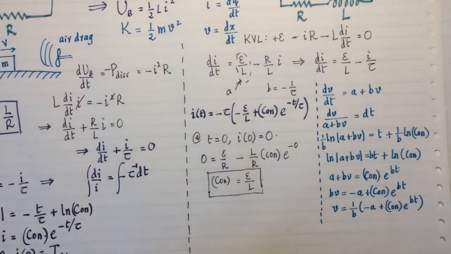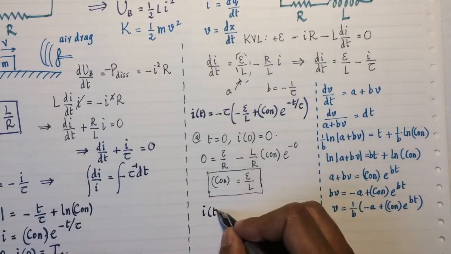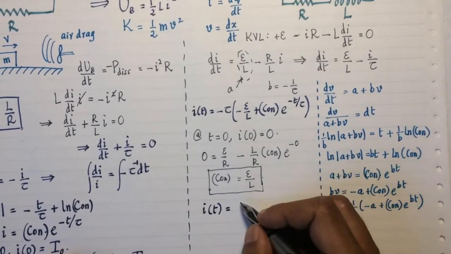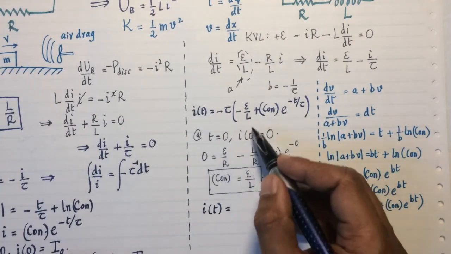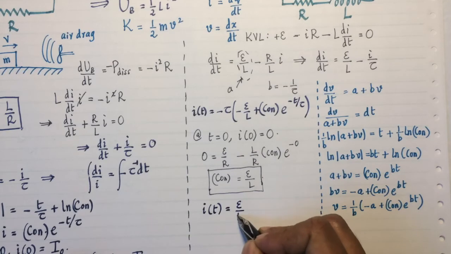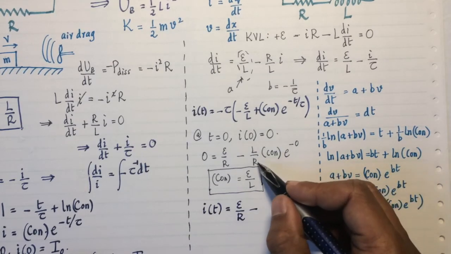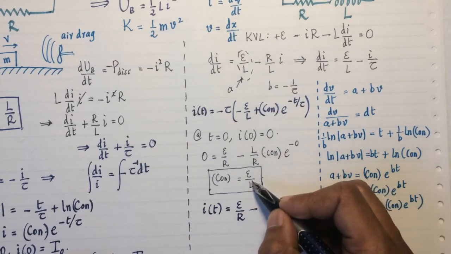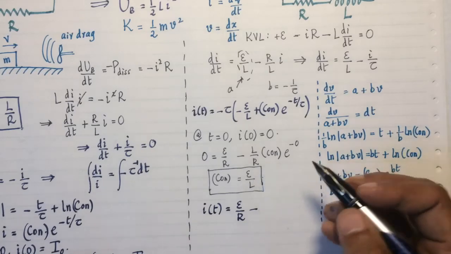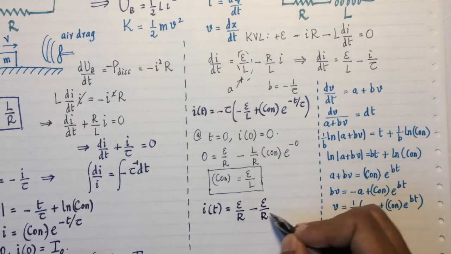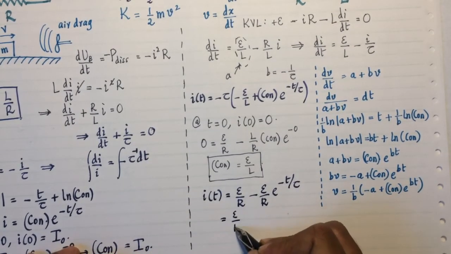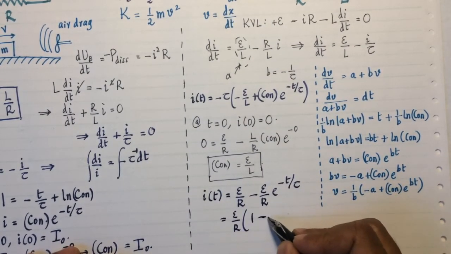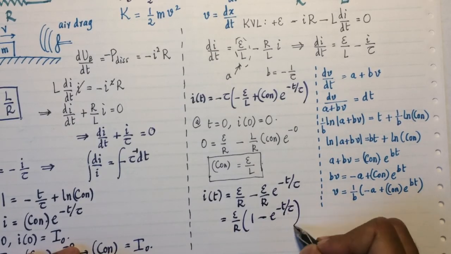Whoa, excuse me, had some mishap over there. So I'll get I of t equals negative tau, which is, well, I just did all that. So it's E over R minus L over R con. Well, the con is E over L, so I'll just get E over R again, e to the minus t over tau. And I can simply take E over R outside. So I'll get 1 minus e to the minus t over tau.